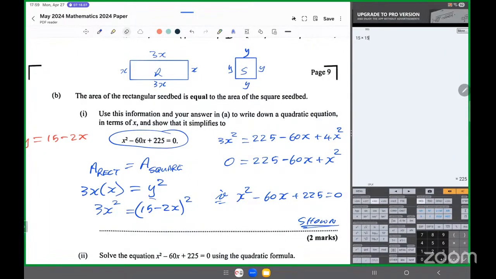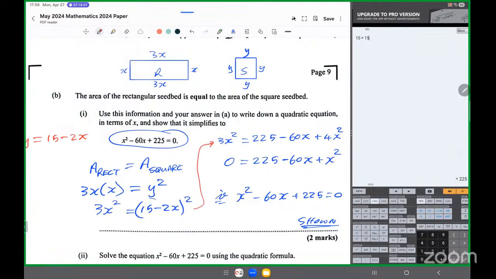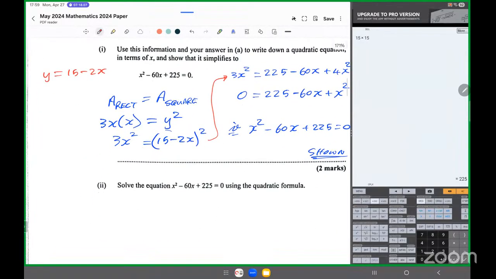Star up here in a different color. So we'll continue from here up to here. All right, that is it. Next question says, solve this equation. I must use the quadratic formula to do it, so I guess you can't factorize. So we're going to solve this equation using the quadratic formula.